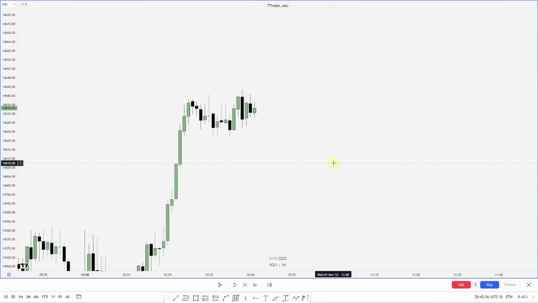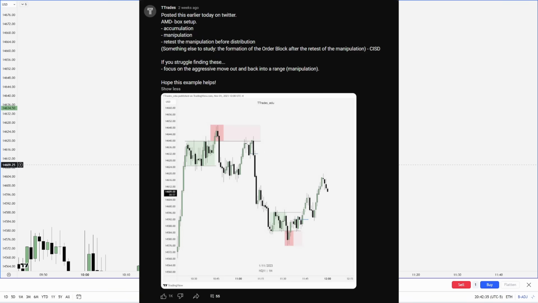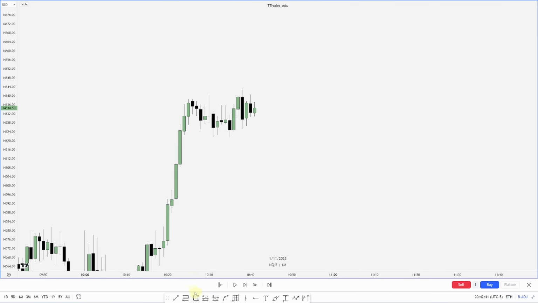The last thing we're going to talk about in this video is combining AMD or the box setup with the change in state of delivery or an order block formation. Now I posted on my community tab this post, and so we're going to go over this example. So if you notice right here, we have some sort of range, but let's wait for the manipulation before we identify that.